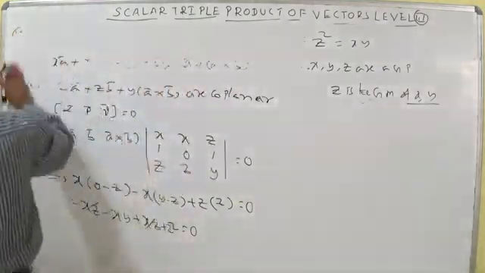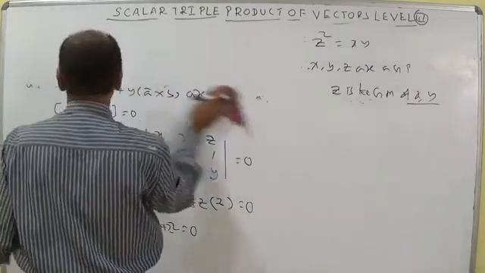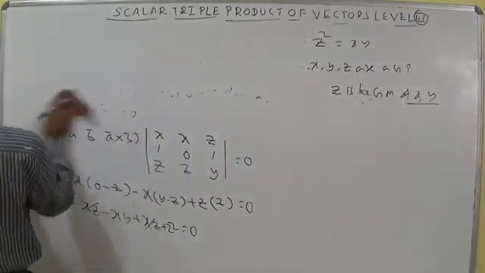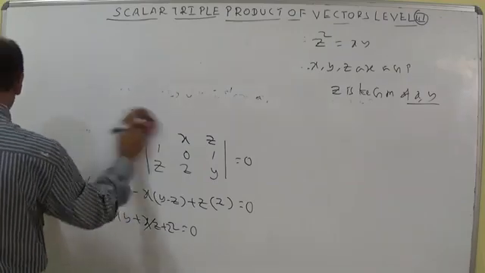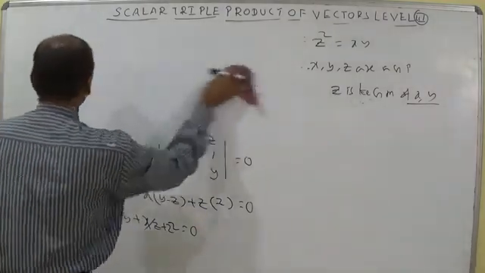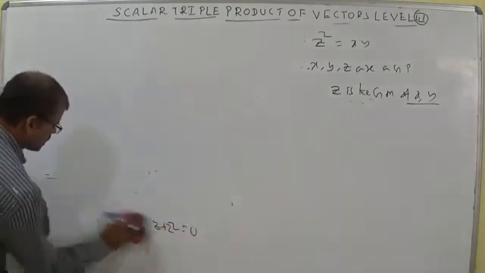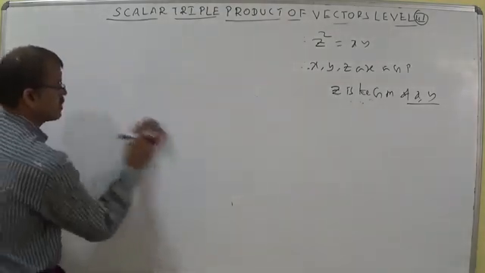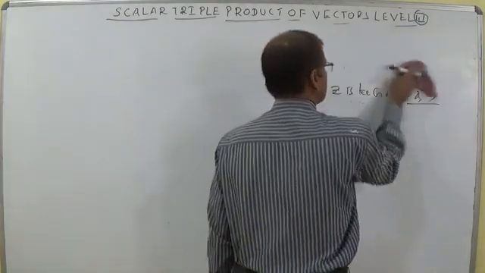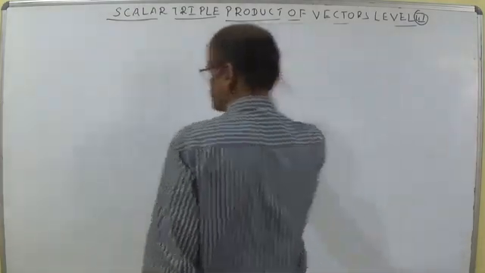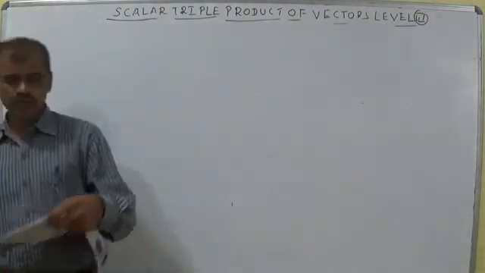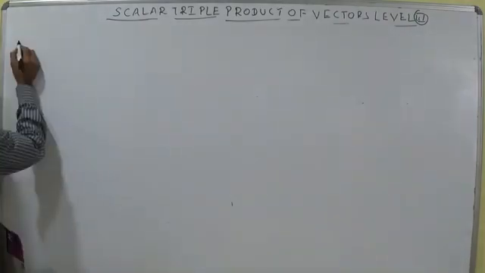12th question completed. Now let us discuss the 13th question. A bar, B bar, C bar are given, and it is saying that ABC form a right-handed system. Right-handed system means box ABC should be positive. Left-handed system means box ABC should be negative. 13th question.